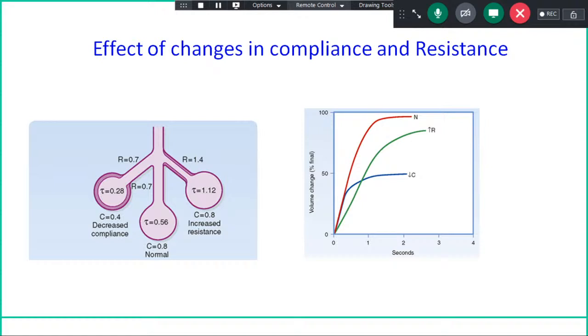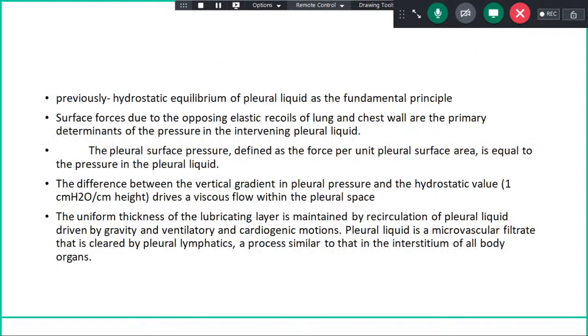So the total ventilation would be affected by the slow alveoli, or the alveoli having higher resistance, and the alveoli having lesser compliance, so that the total ventilation of the lung would be affected. This is just in brief, in general.